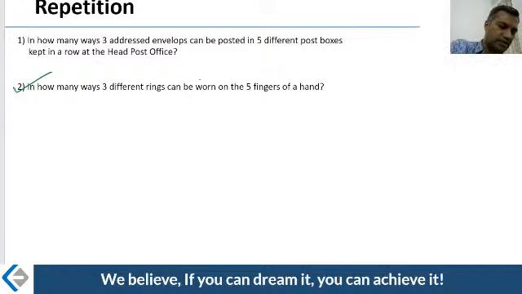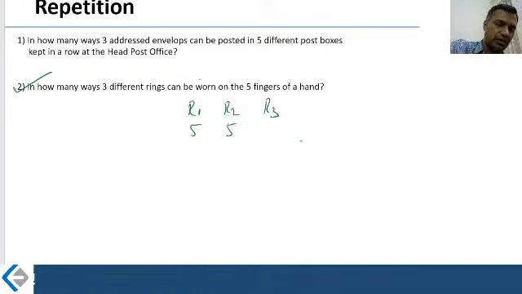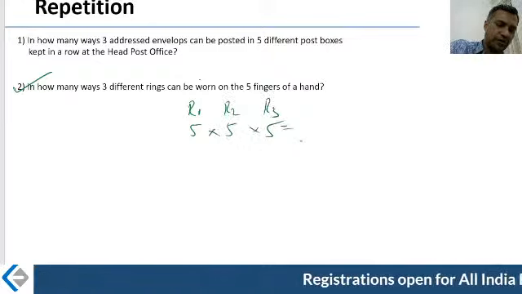Good. All right. First ring can be worn on any of the 5 fingers. Second ring, any of the 5 fingers. Third ring, you can put on any of the 5 fingers. 5 into 5 into 5, 125.